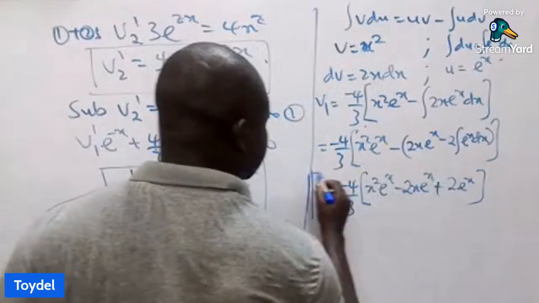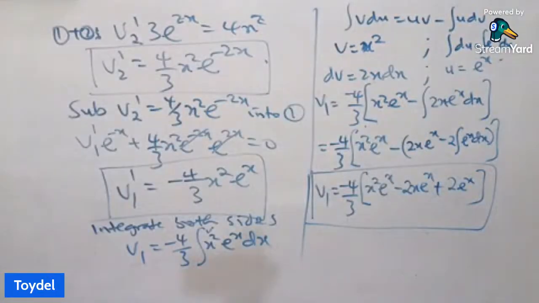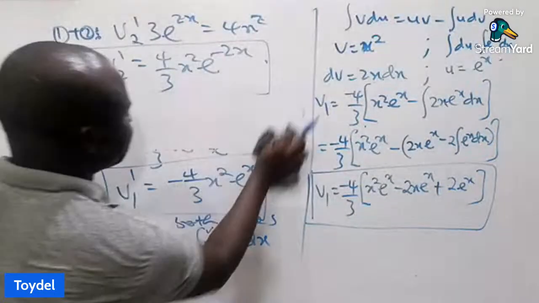So I've gotten the value of v1. I will write it somewhere. That will be the value of v1. I will come back to v2 here. Let me solve for v2. I've got the value of v1, then I will come back to v2. How do I get the value of v2?